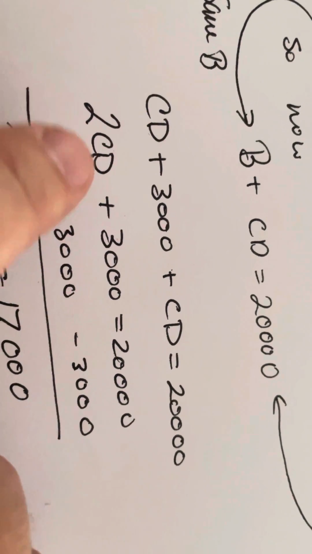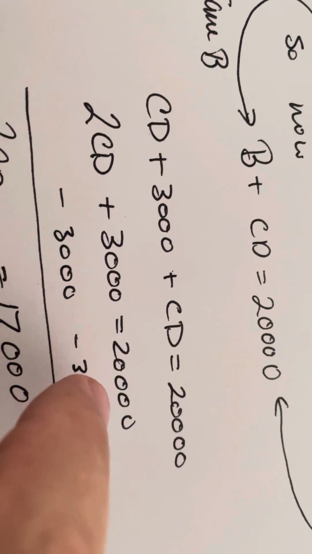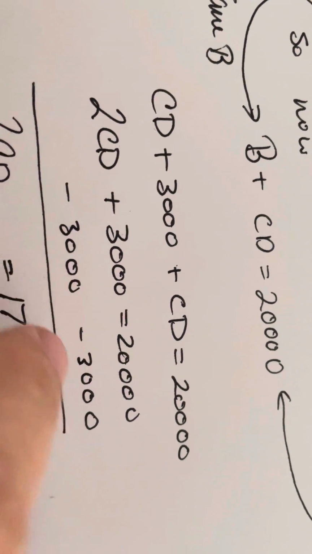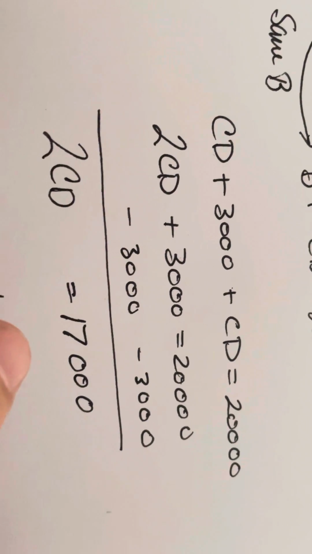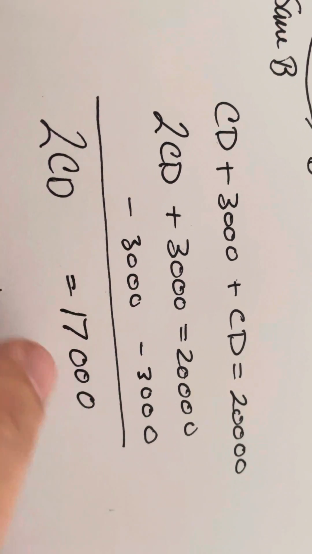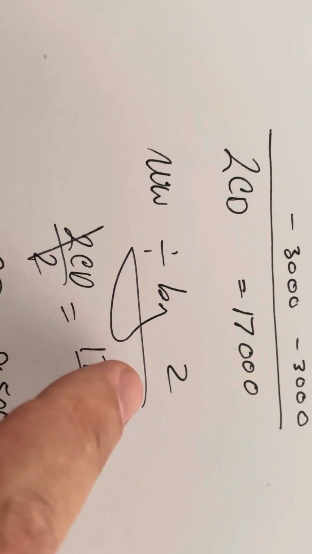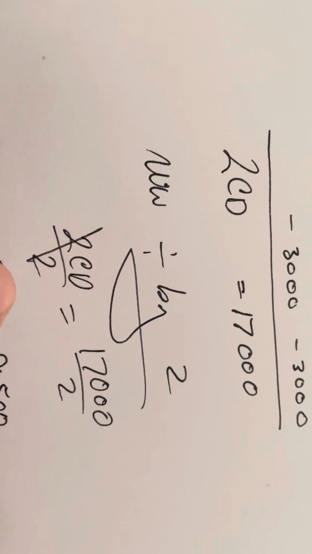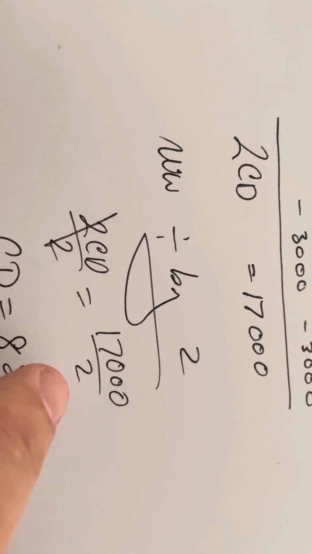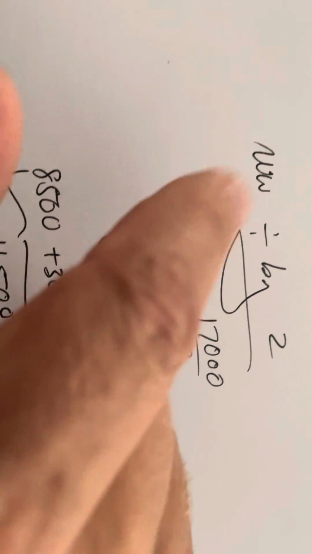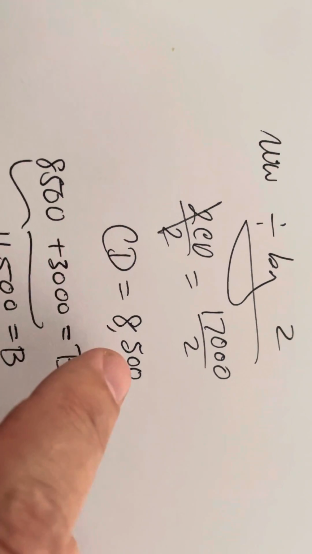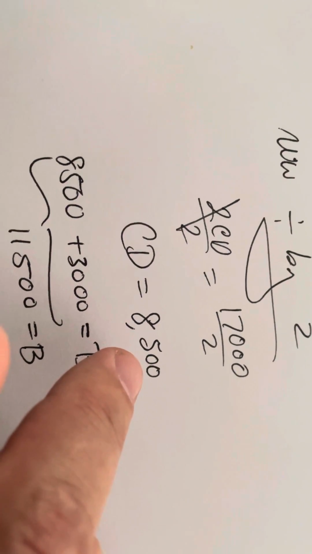So I have 2CD plus 3,000 is equal to 20,000. I'm going to subtract both sides by 3,000. So I have 2CD is equal to 17,000. Now divide by 2. I have 2CD over 2 is equal to 17,000 over 2. Canceling our 2's, I have CD is equal to 8,500.